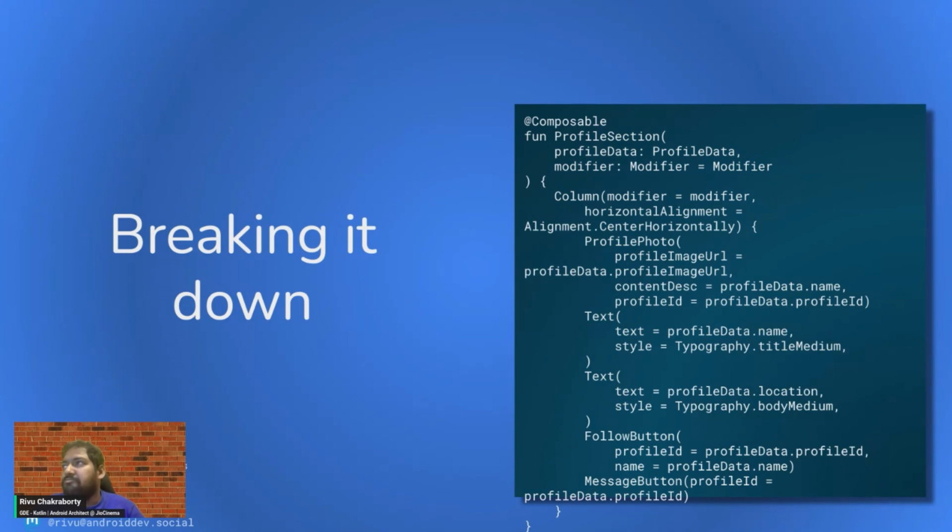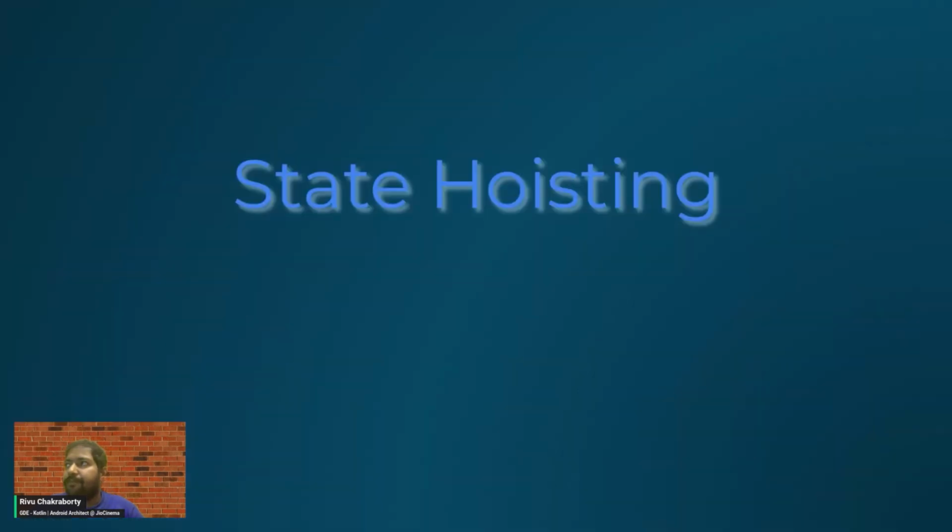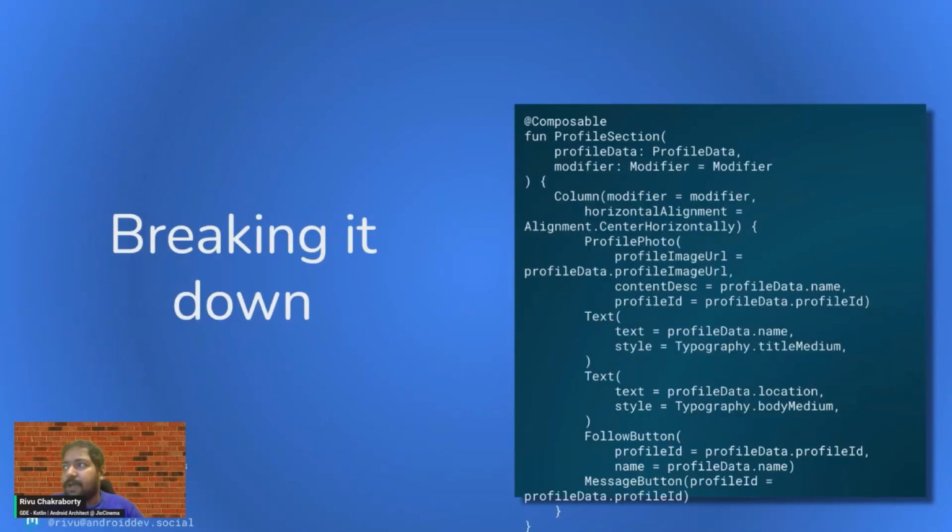So there will be a profile photo, which is a separate composable altogether, and then name and location, you can keep it as text. And then there will be a follow button and message button, where you are passing the profile ID, and you can observe the state here, that if the user is following them, then the text will be different. So this is how you should break it down, and that will not only increase readability of your code, but it will also reduce performance bottlenecks.